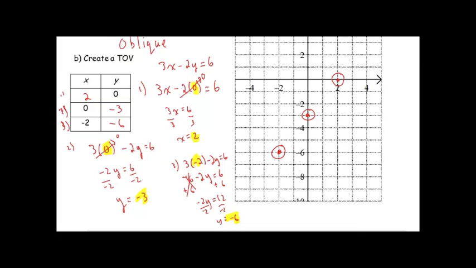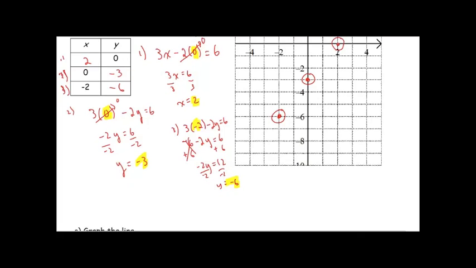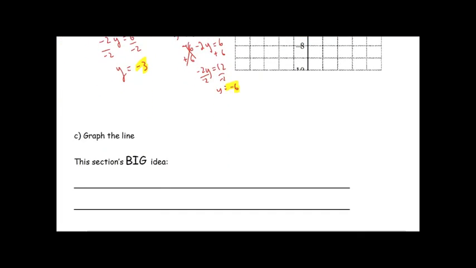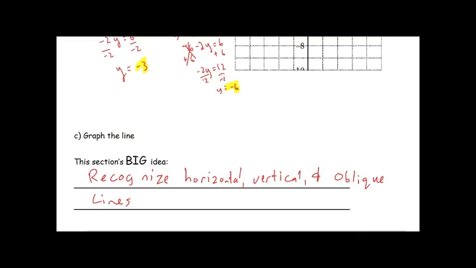Our big idea for this chapter is to be able to recognize horizontal, vertical, and oblique lines, and also to create a table of values and a graph from an equation.